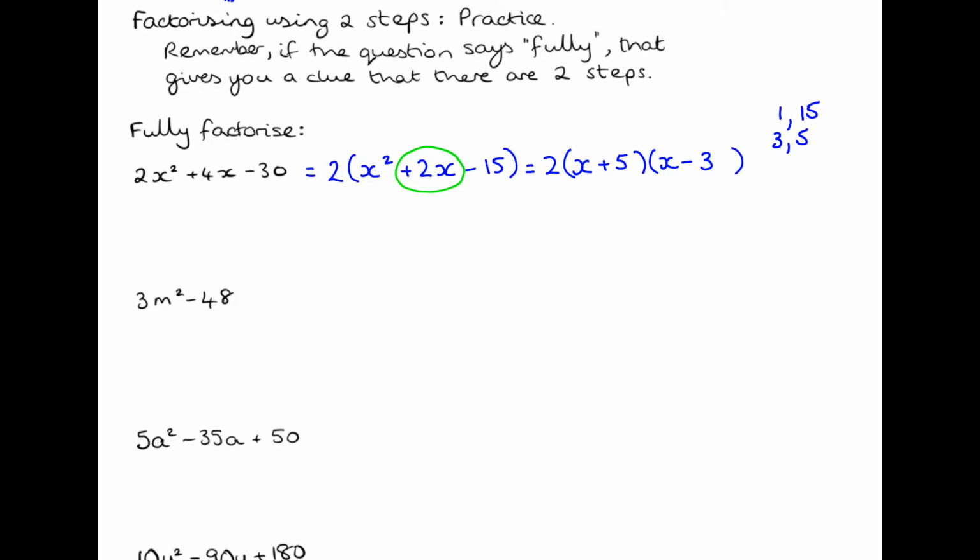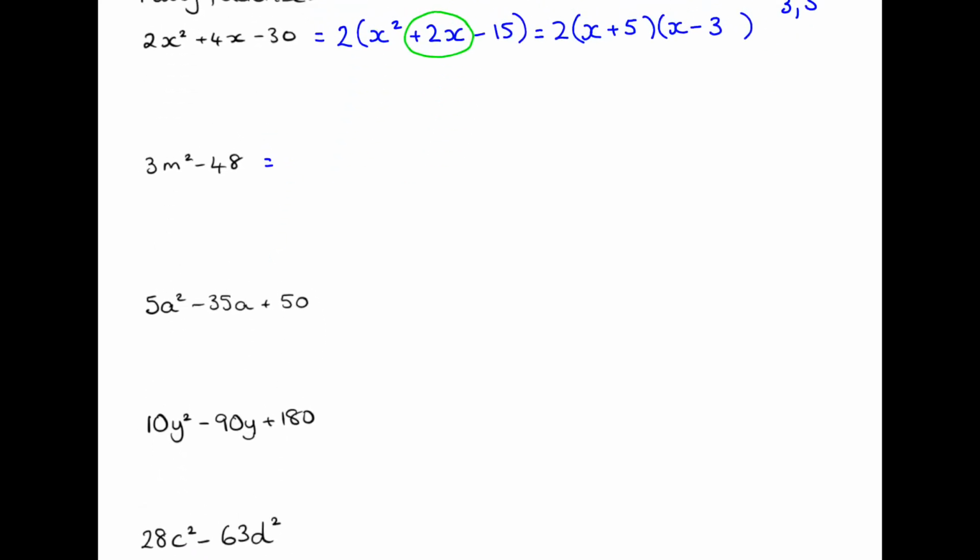Okay, so moving on to the next one. 3m squared, take away 48. Remember, these are all fully factorise questions, so that means we need a common factor first. If we look at these 2 numbers, it's going to be 3. So 3 times m squared gives us 3m squared, and 3 times negative 16 gives us negative 48.